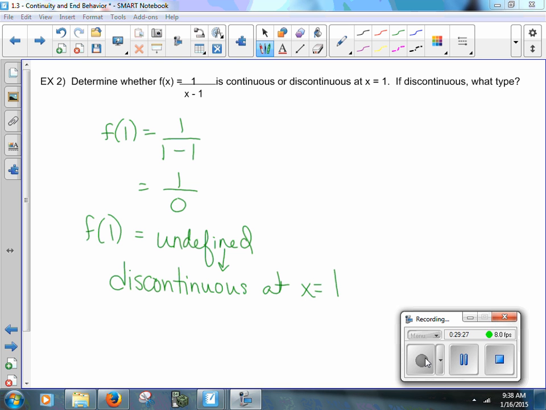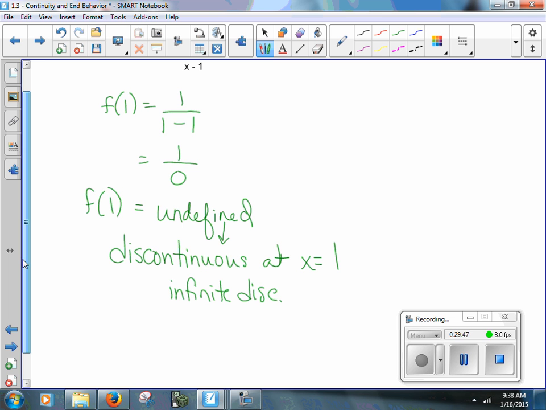Does anybody know what kind of discontinuity it is? It's a fraction as a function. It's an infinite discontinuity. Do you know why? Because I have 0 at the bottom. Well, it's infinite because it is a rational function.